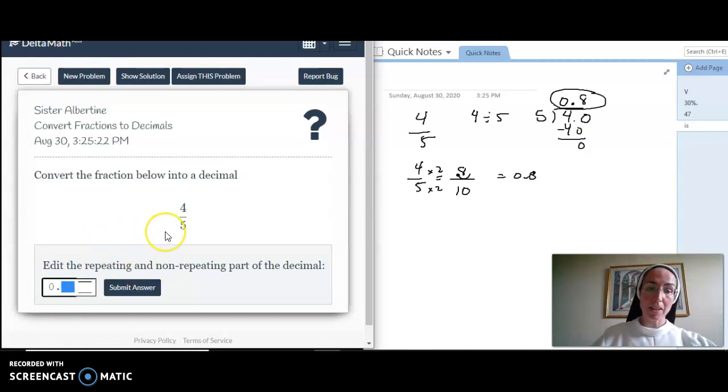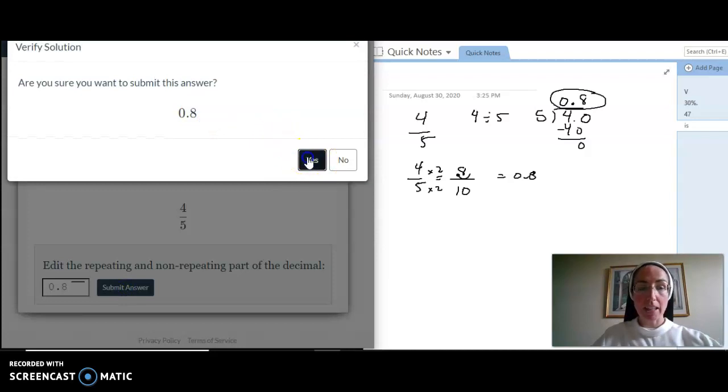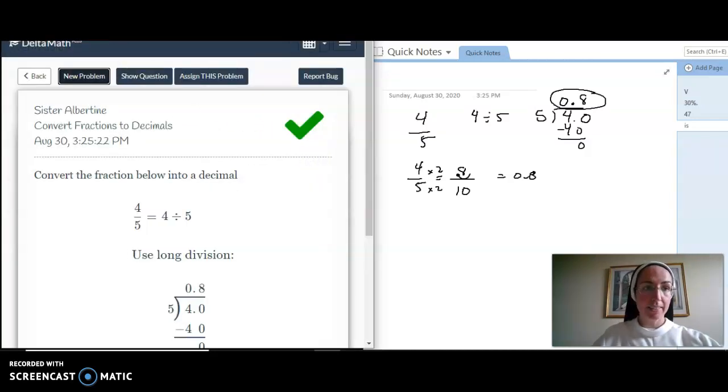So on your Delta Math, there's a place to add in if you have an exact answer. And then also there's a repeating part. We don't have a repeating part, so I'm just going to delete it. And yes, my answer is exactly 0.8.